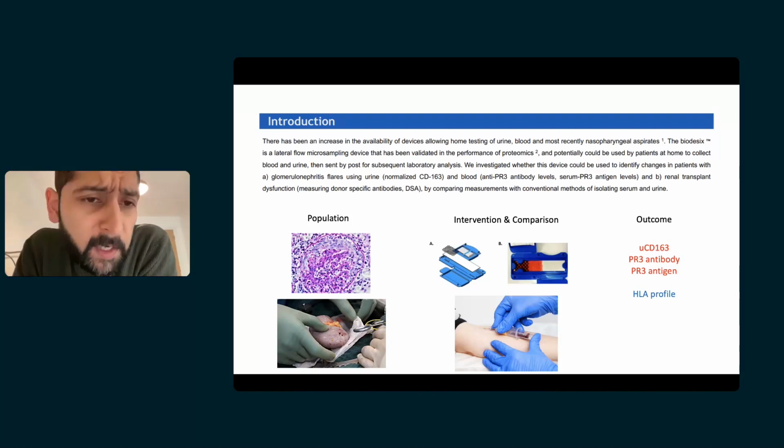With regards to our transplant population, because the aforementioned biomarkers are mainly looking at the glomerulonephritis patients, what we did was compare both devices to look at the HLA profile. Of course, if you're starting to develop new antibodies, that is a warning sign that you may be heralding antibody-mediated rejection soon. So we compared our devices to whole blood that was subsequently spun down, using Luminex HLA profiling.